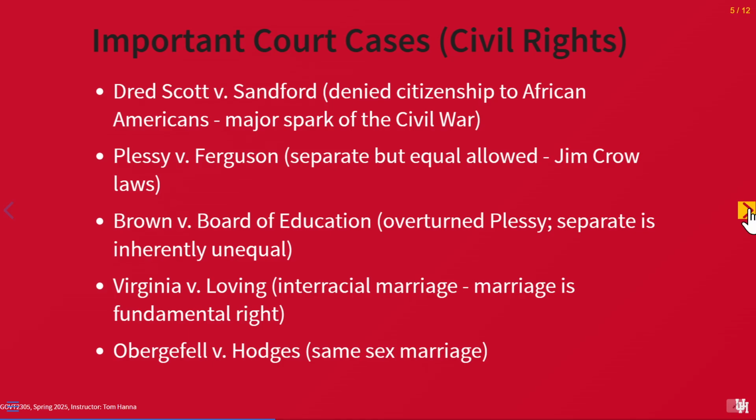That was not resolved until after the Civil War, when the 14th Amendment made the freed slaves citizens. Plessy versus Ferguson was a case. I talked about this a little the other day. It said that separate but equal were allowed. So I went through this in the portion on stare decisis and precedent, how Plessy versus Ferguson was overturned by Brown versus the Board of Education, that ruled that separate is inherently unequal.